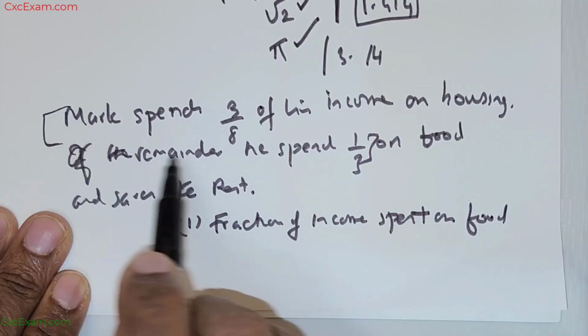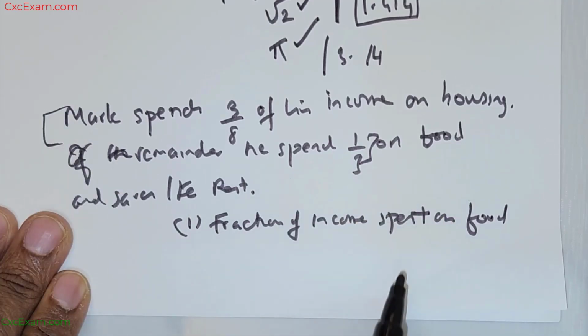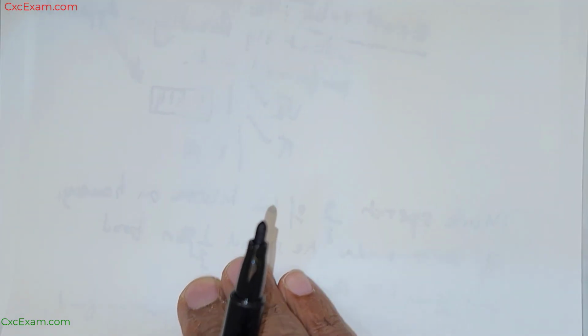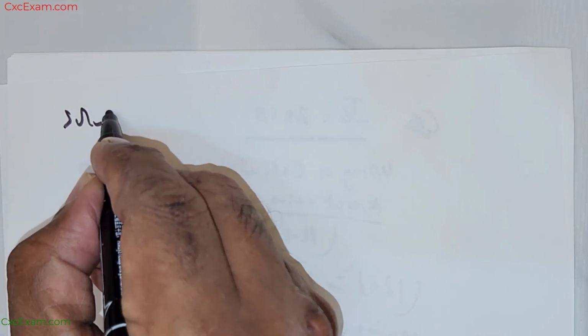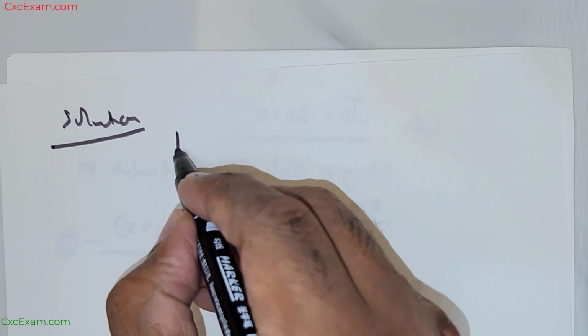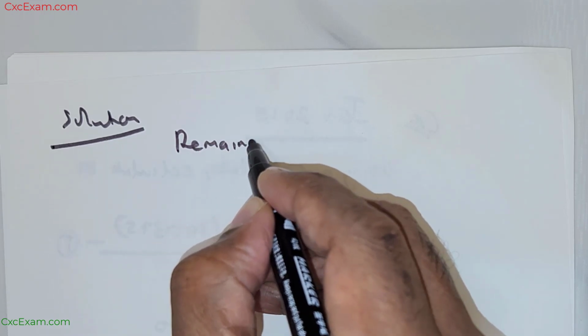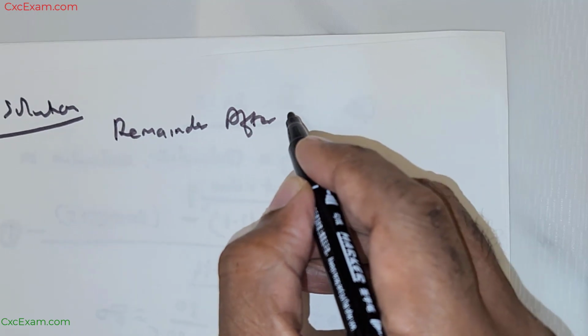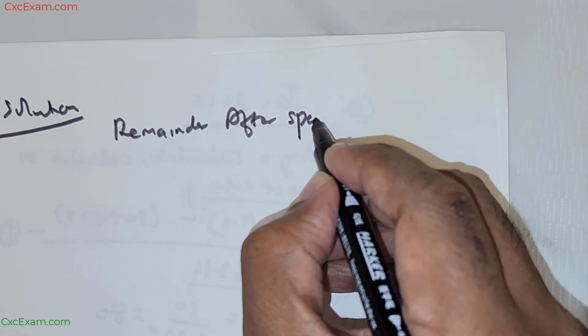With the data up until here, we have to find the first piece of information. So this is the solution. The remainder after spending on housing.